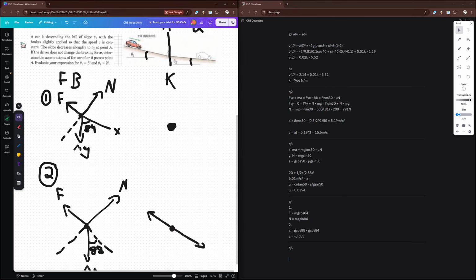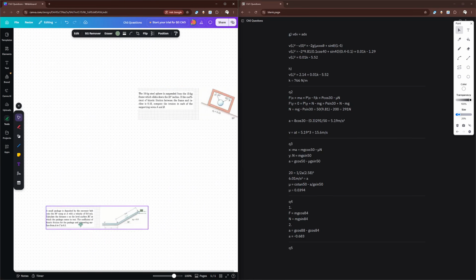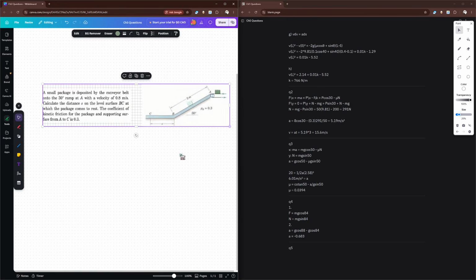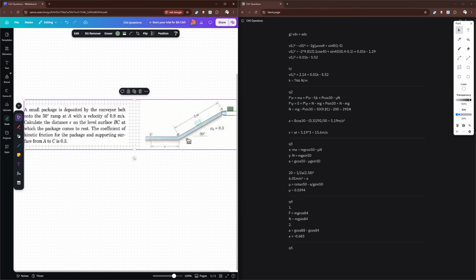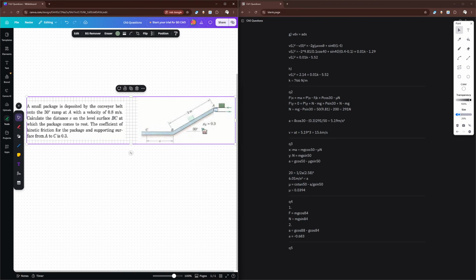So Q5, let's just get rid of all this. Q5 is this one. A small package is deposited by the conveyor belt onto the 30-degree ramp at A with velocity of 0.8 meters per second. Calculate S, down here, on the level surface BC at which the package comes to rest. Coefficient of kinetic friction for the package and supporting surface from A to C is 0.3. That is all there is to it.